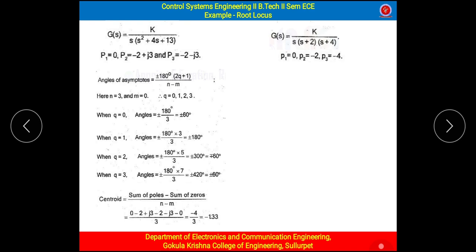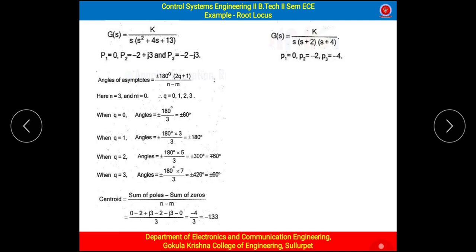See here, when we cross 360, it automatically becomes 0. 360 degrees is nothing but 0. Similarly, 300 is 60 short of 360, so we can take it as minus 60 also. Coming to the centroid, we calculate the sum of poles. Zeros are not present in this example, and we divide by n minus m, which is 3. So the centroid is minus 4 by 3, which is minus 1.33. We will see how we use these angles as well as the centroid in plotting the root locus.